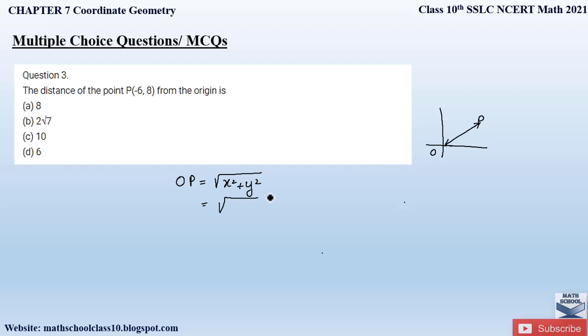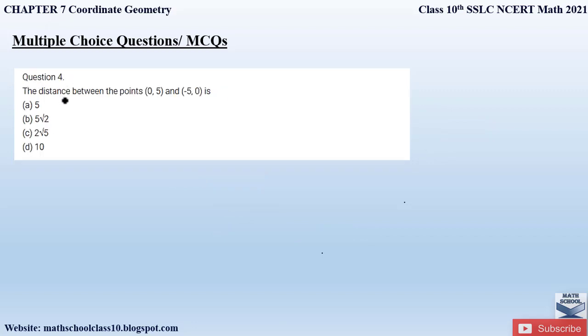So that will be square root of (-6) the whole square plus y square, which is 8. So that will be square root of (-6) the whole square is 36 plus 8 square is 64. So this will be square root of 36 plus 64 is 100. What is square root of 100? It is 10. So our correct option is option C.